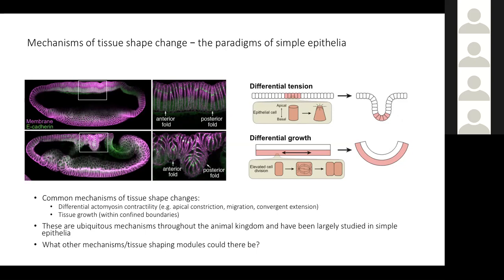But a question that has been instrumental to my work is, what other mechanisms could there be? As we know, there's really a diversity of architectures of tissues that are seen throughout higher order, complex mammalian animals.